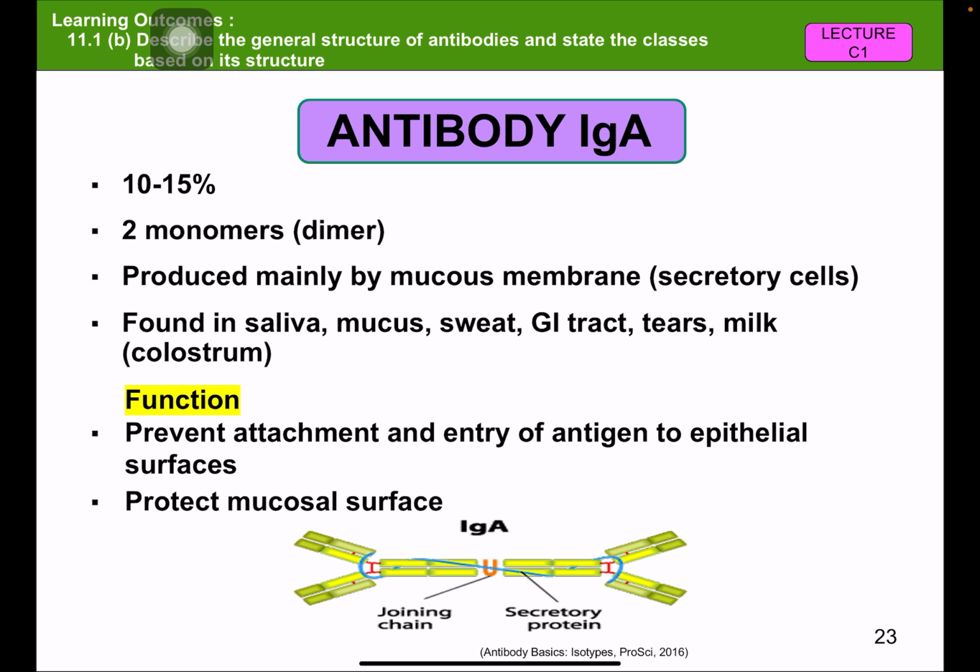Antibody IgA is about 10 to 15% in our body, and it has 2 monomers, what we call a dimer, and it mainly focuses on mucous membranes, inside the secretory cells. Since it is in mucous membranes, it can be found in the saliva, mucus, sweat, GI tract, tears, milk, and the colostrum. Its function is to prevent attachment and entry of the antigen to epithelial surfaces, and also to protect the mucosal surface.